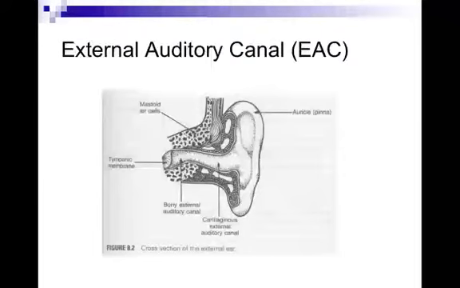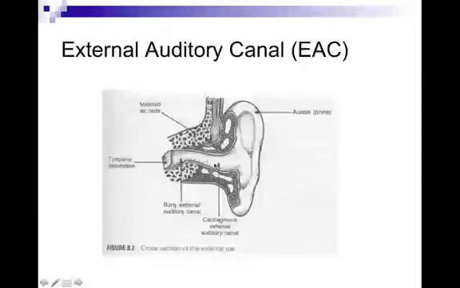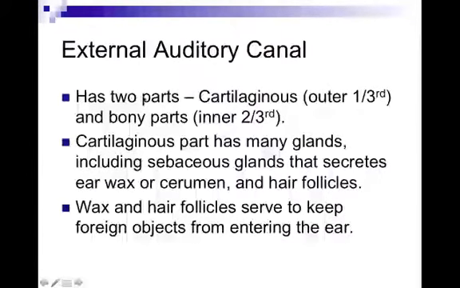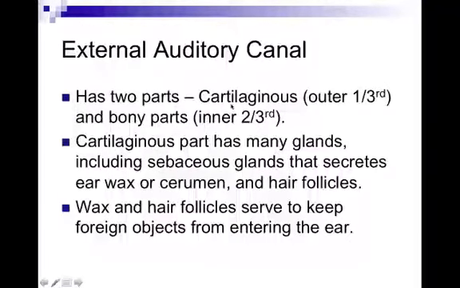So here's a schematic illustration again of the external ear. You can see there are actually two bends in the external auditory canal, and the curvaceous nature of the external auditory canal actually serves a purpose. We'll talk about it in just a few slides. The external auditory canal has two parts. The outer part is cartilaginous, while the inner part is within the bony opening in the skull.